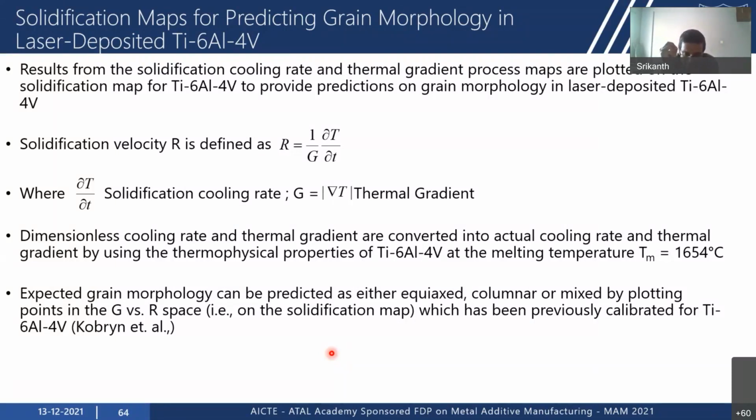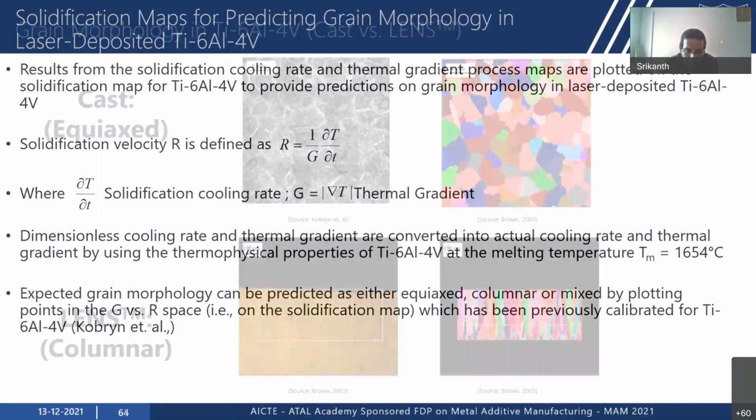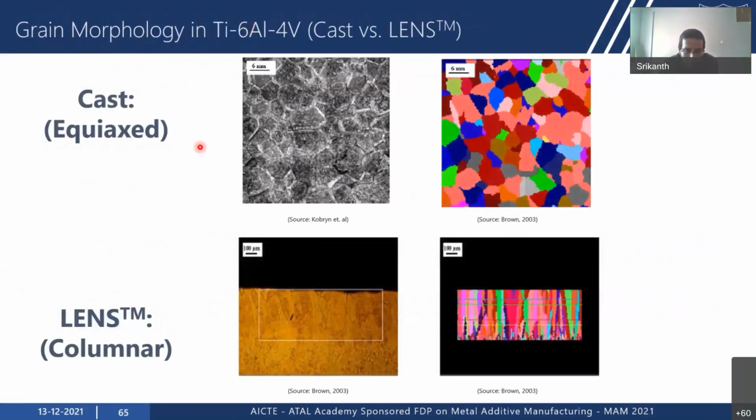These kinds of solidification maps are available for some common materials like Ti6, or superalloys, Inconel 718, Inconel 625, and so on. Okay, but again, one important thing is the process maps, the results were expressed in dimensionless form. So what we have done is we have converted them into actual values using the properties of the material at the liquidus temperature. So now what do you mean by grain morphology?